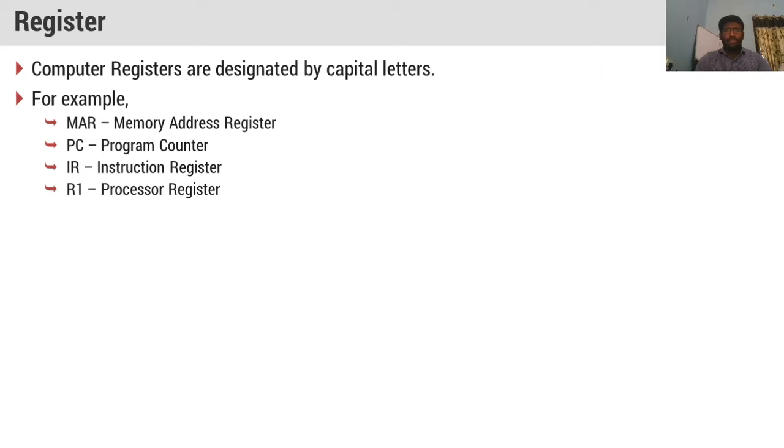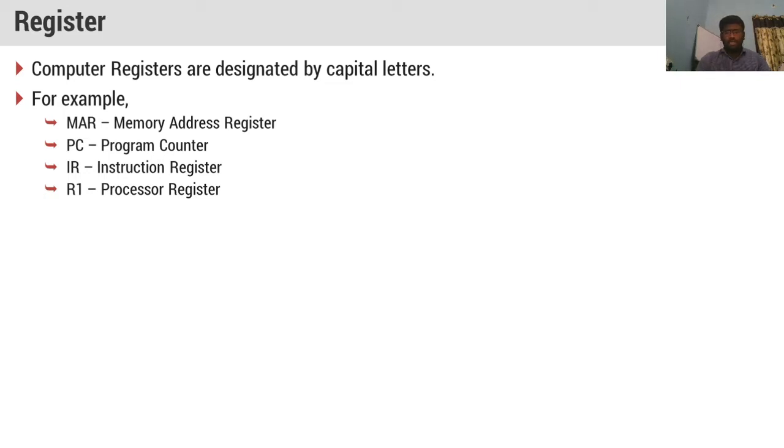Anyhow, there are two types of registers in the processor. What are the two types? General purpose registers and special purpose registers. See, these are the designations. Whatever the register it is, they are designated with capital letters only.